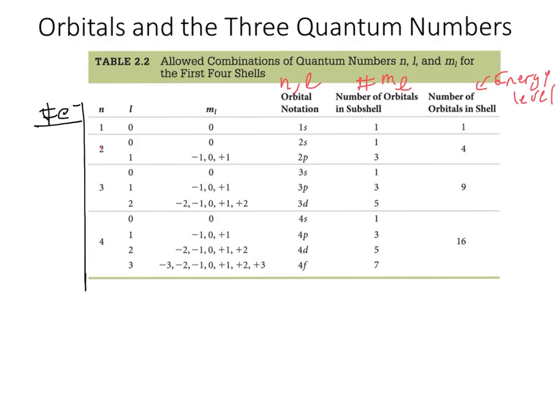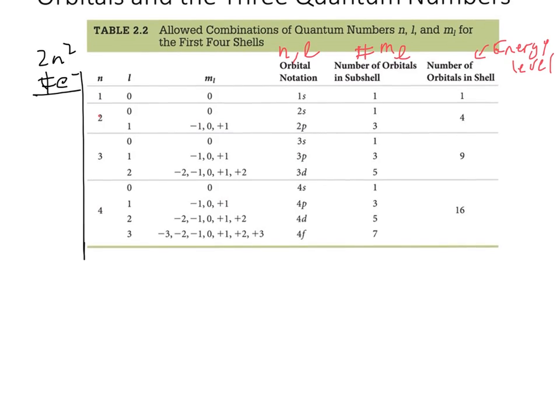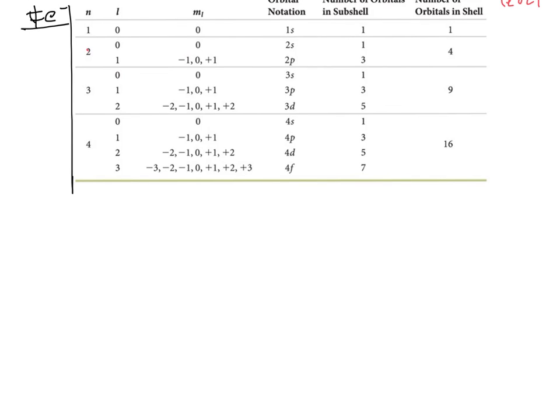Remember, your number of electrons is 2n squared, so I'd have number of electrons in an orbital. Number of electrons in an energy level. And I'll refer you to a previous overhead for that. We didn't cover the number of electrons in a subshell. Let's do that real quickly.